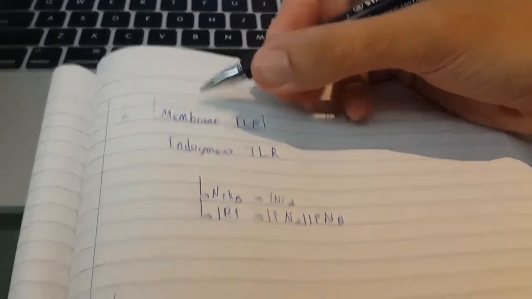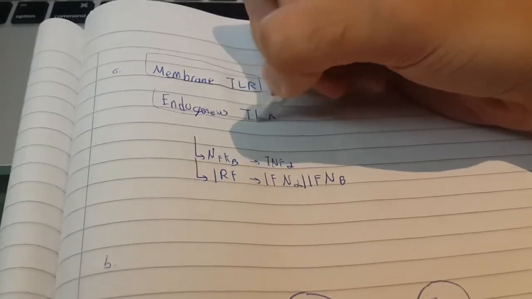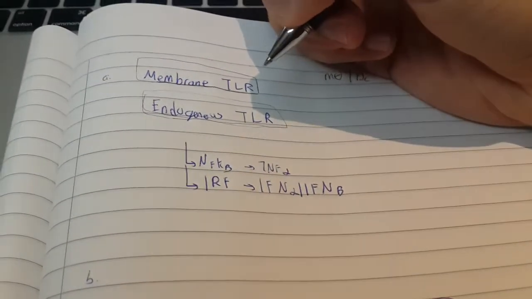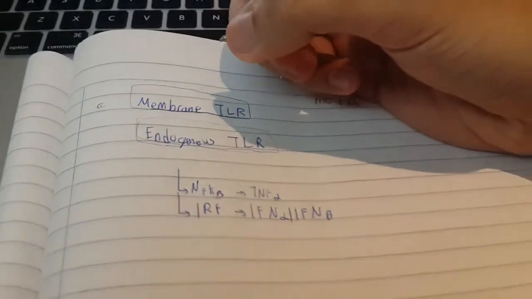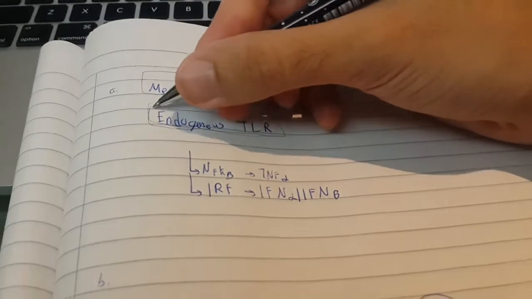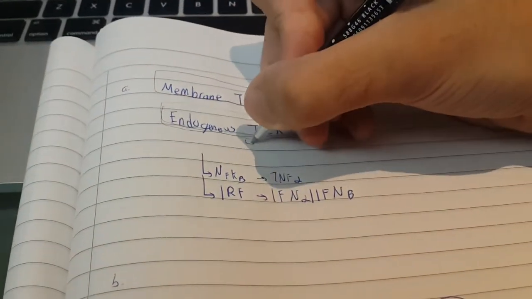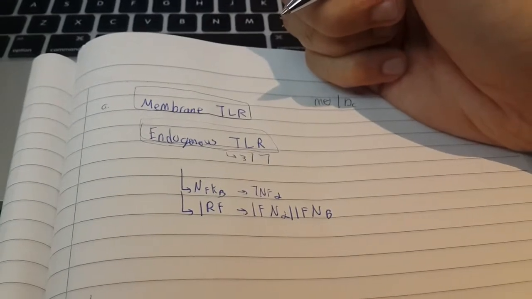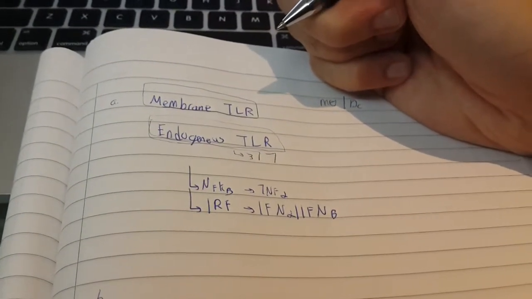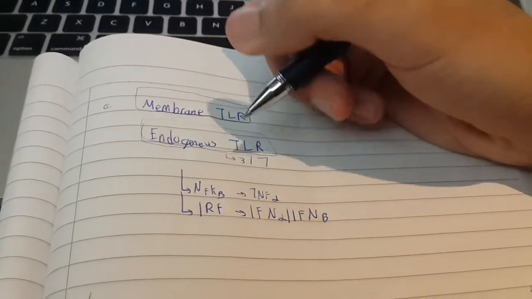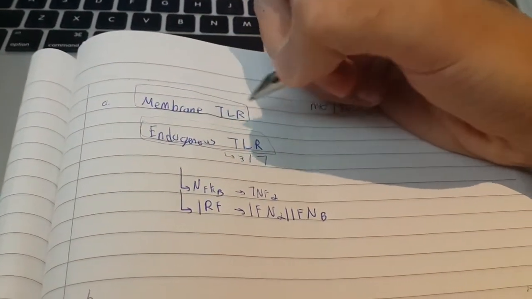We also have endogenous toll-like receptors, which play a role once the viruses have been phagocytosed by the dendritic cells and macrophages. Endogenous toll-like receptors, mainly toll-like receptor 3 and toll-like receptor 7, detect or recognize single-stranded RNA and double-stranded RNA. Endogenous toll-like receptors also do not form dimers, while membrane toll-like receptors do form dimers.